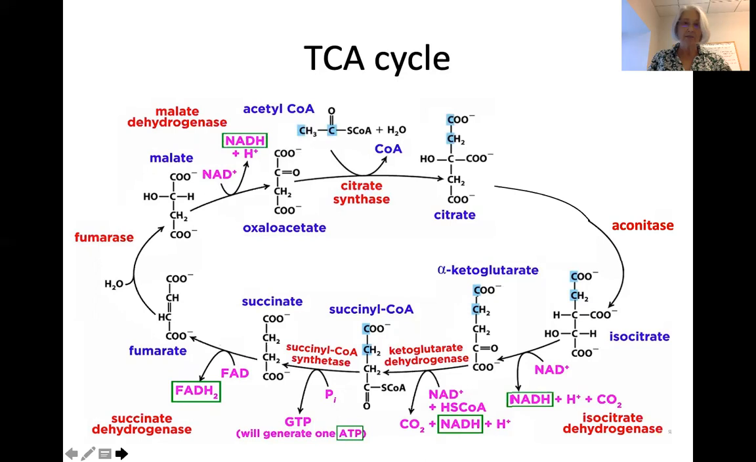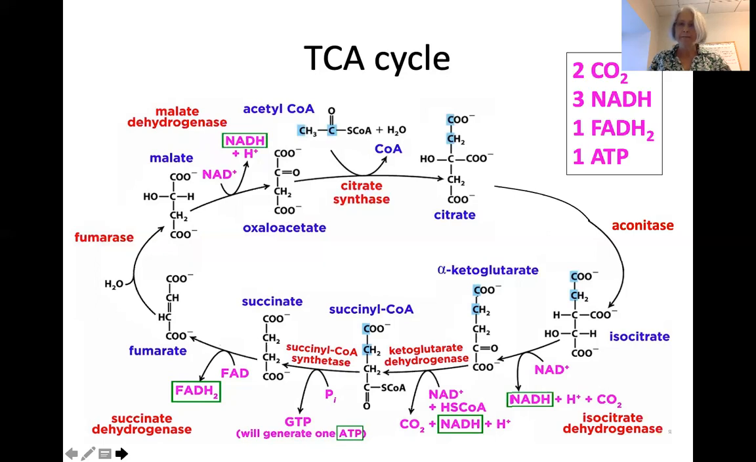So in the end of this whole process, we've oxidized two carbons. Two carbons came in as acetyl-CoA. We've lost two carbons here. We have the same number of molecules of oxaloacetate as we started with, so no gain or loss there. But we have gained 3 NADHs, an FADH2, and a GTP, which is energetically equivalent to an ATP. Okay. So that's what we end up with in the TCA cycle.